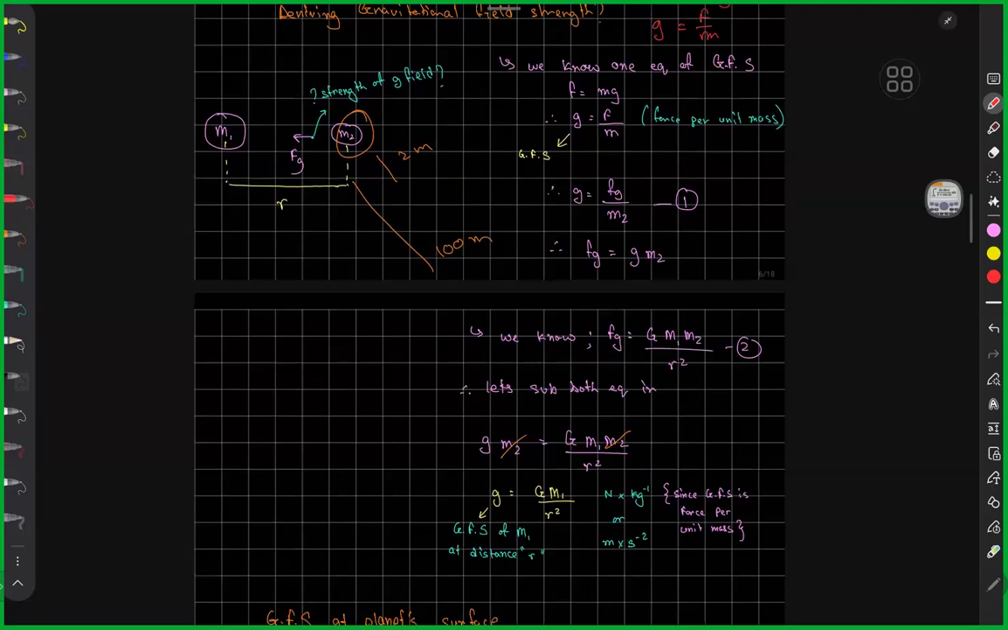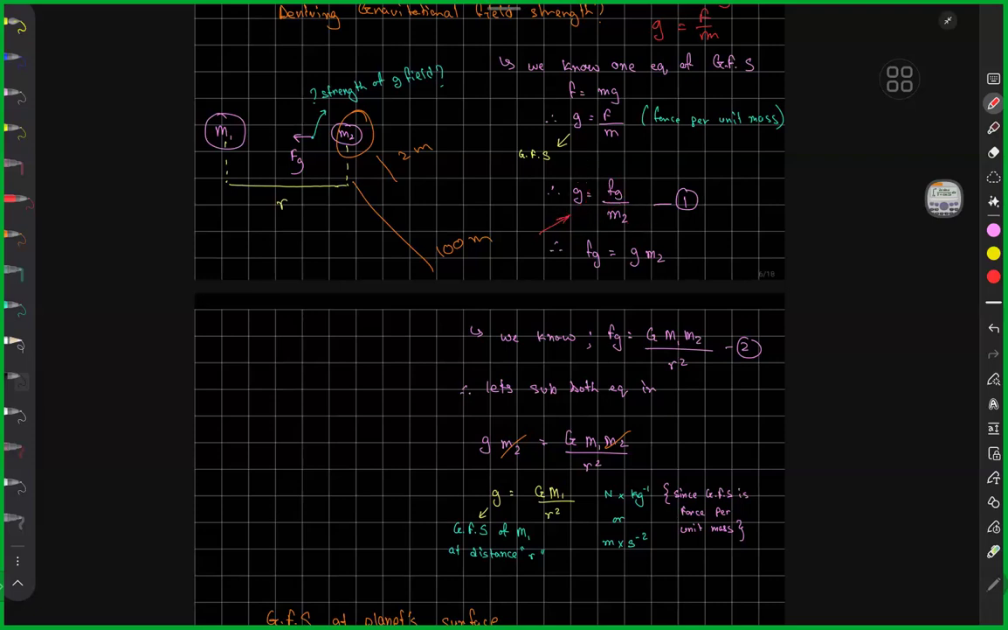Similarly, I can now show it with respect to the main formula. This is with respect to the F equals mg formula. That is to show you what I mean by dividing by m, what I mean by force per unit mass. Gravitational field strength is force per unit mass.